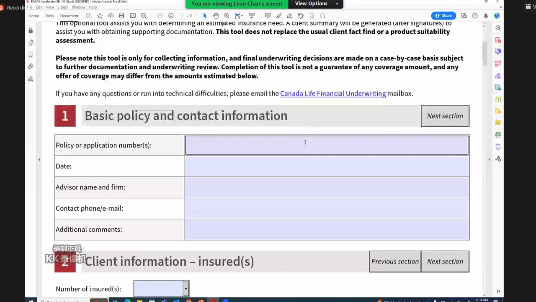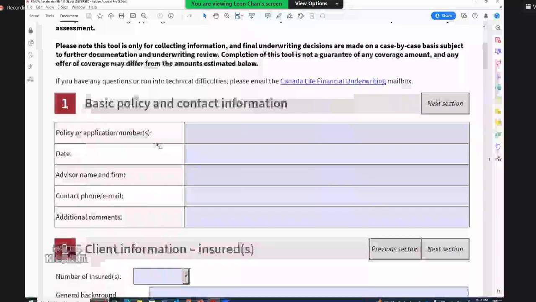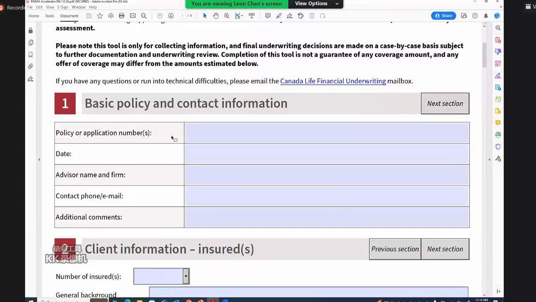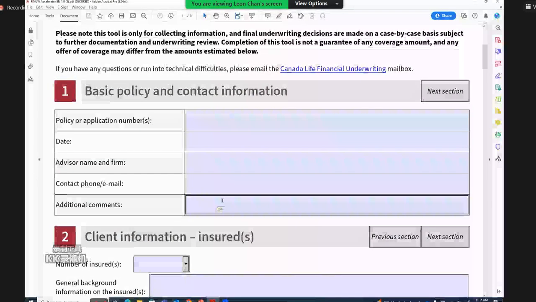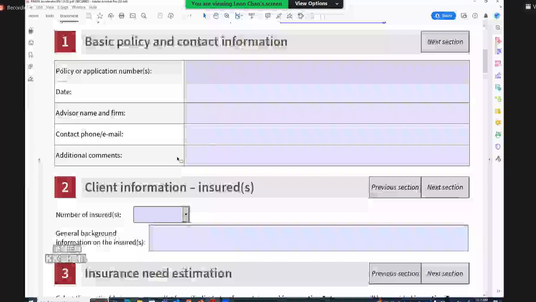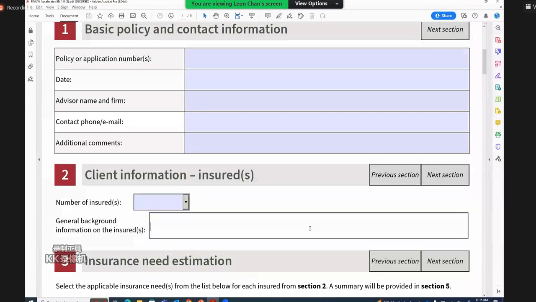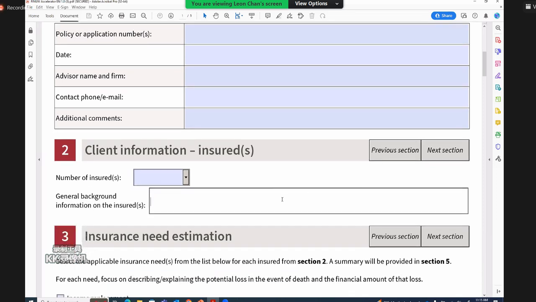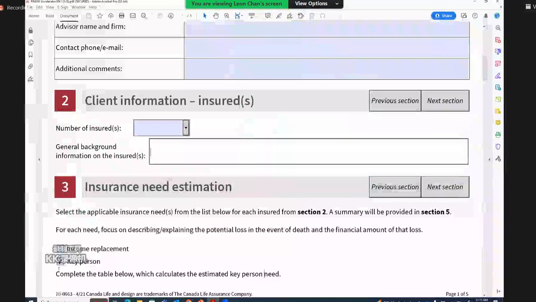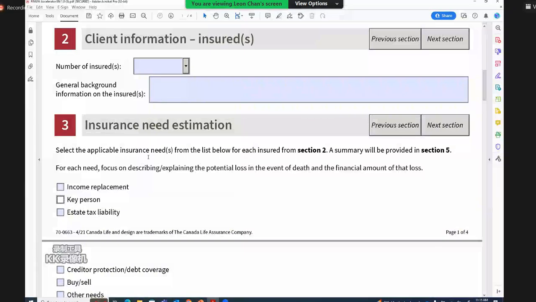So it really starts off relatively simple. It's like a basic policy and contact information: what the policy or application number is, date, advisor's name, contact phone, email, additional comments. Then it goes down to the client information section, who's the actual insured, and background information. As you go through this, I think you'll see that in a lot of ways this reflects a cover letter. And in a sense, it was meant to reflect it, to give the underwriters as much information in a select manner as possible. So general information on that client itself, then really going down into the insurance needs section.